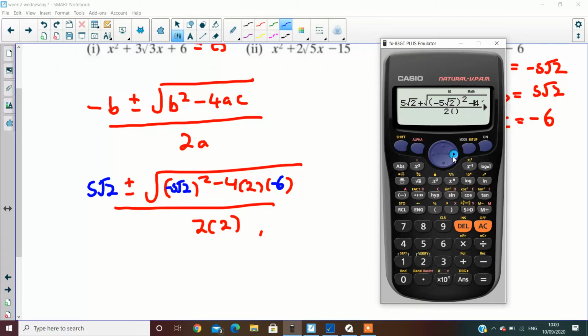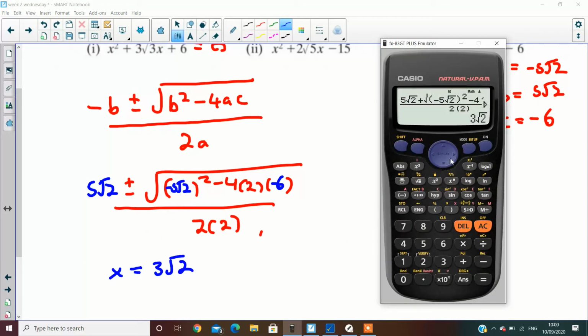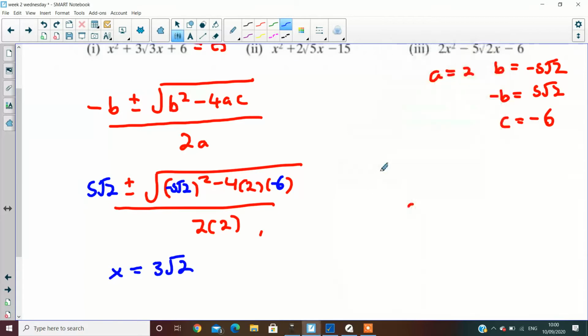Am I getting an answer yet? If possible, can you have it in surd mode, or does it do that? 3 root 2, is it? So, x equals 3 root 2. What happens when we change this to a minus? Go back up to the top and change the plus to a minus. What's your second answer? Minus root 2 over 2, that's okay.